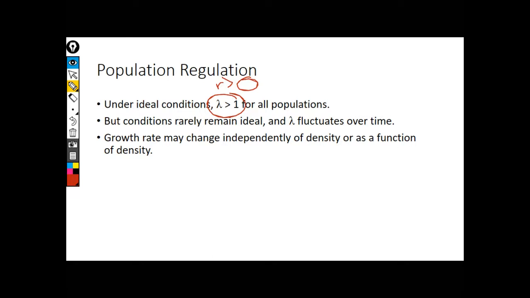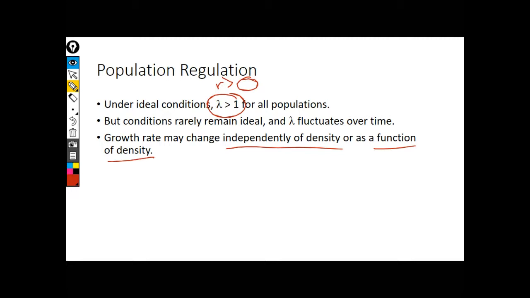So given that, growth is independent of density sometimes. Where we're going to spend time is talking about both. So independent of density, it doesn't matter how many individuals are in a population, that growth rate is going to change.